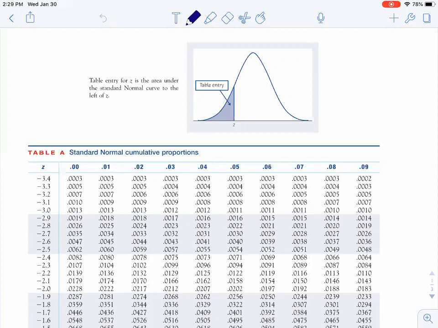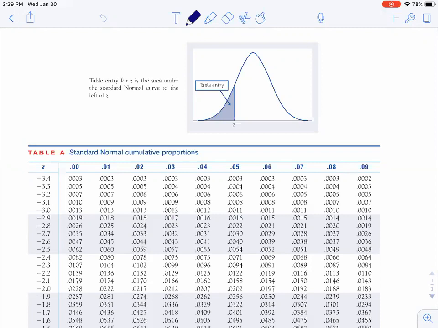For a Z to 2 decimal places, how it works is you have your whole number and your first decimal in the left-hand column, and these are all Z scores. Then you join it up with a second decimal up top. When you join these up, you're going to land on one of these numbers, and what these numbers are is areas to the left.